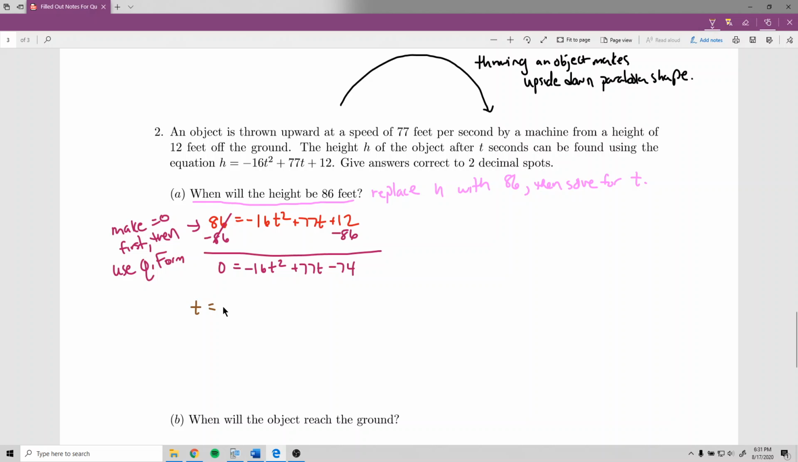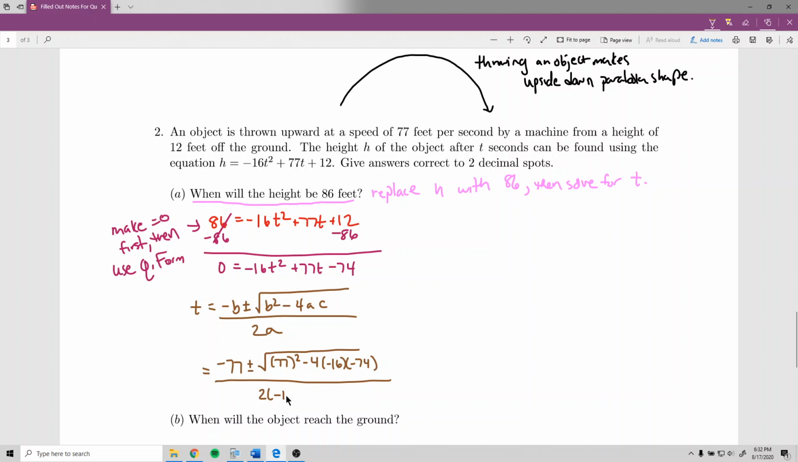So we got t equals negative b plus or minus the square root of b squared minus 4ac all over 2a. Let me go ahead and just write the equal sign down there. B is 77. We got negative 77 plus or minus the square root of 77 squared minus 4 times a, which is negative 16, times c, which is negative 74, all over 2 times a, which is negative 16.